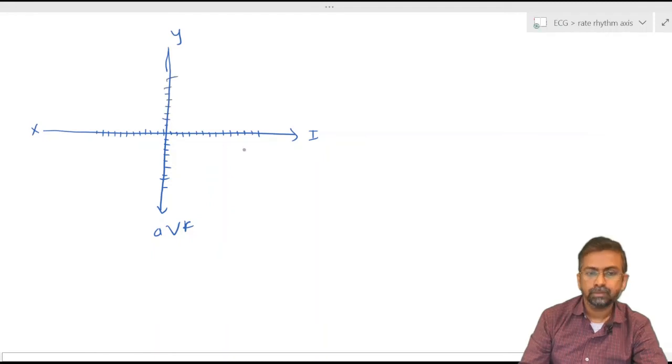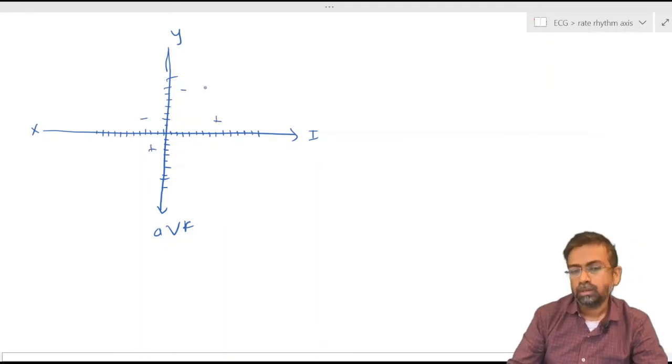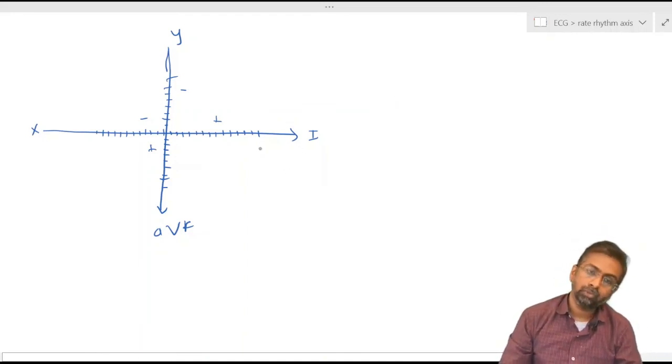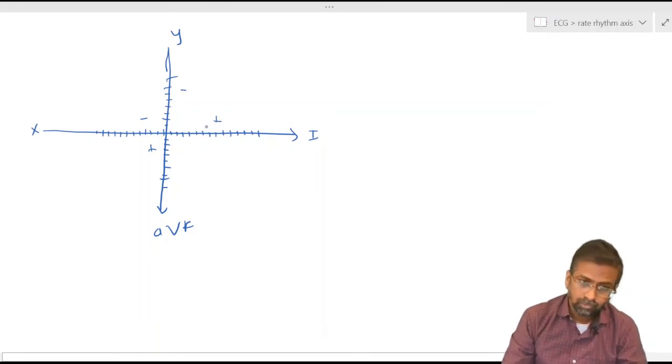Okay, so these are the positive values, these are negative, these are the negative, and these are the positive. Then you calculate the resultant deflection in lead 1. I told you how to calculate. Now for example, in lead 1 the resultant deflection was 7. So you count 1, 2, 3, 4, 5, 6, 7. Here is the 7. You mark this point.